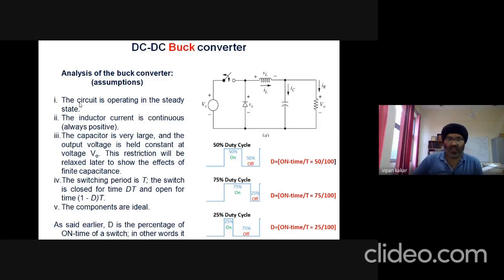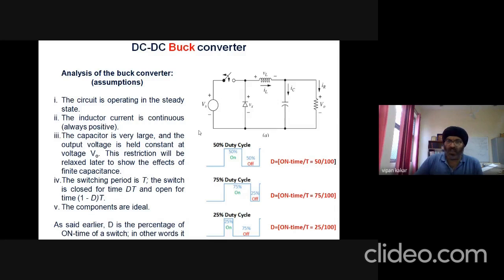Okay, so let's start with the analysis with some assumptions. Let's say the circuit is operating in a steady state. We have already discussed steady state and transient conditions in AC to DC converters. If somebody wants to find out what is steady state or transient state, you can go back to that lecture and see the difference between transient state and steady state. So the circuit is already operating in steady state.